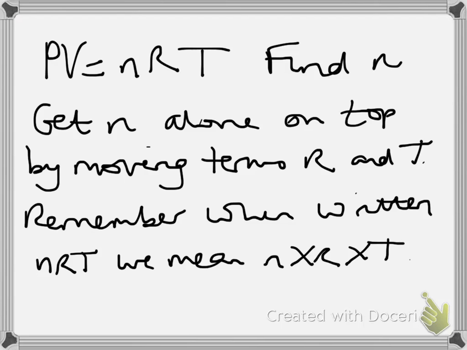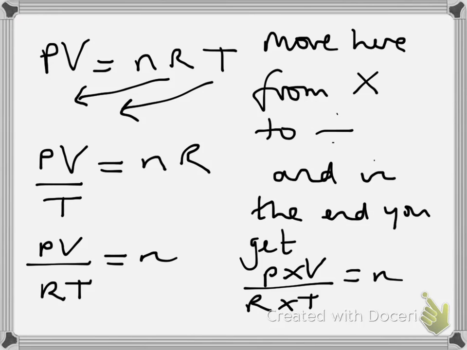The first thing to do is to get n alone on the top by moving away the terms R and T. So remember, when written like this, if you've got nRT, we actually mean n times R times T. So to get n on its own, we're going to need to move R and T across the equal sign. So it's going to move from multiply to divide. So if we first of all move T, we have PV divided by T equals nR. And then we can move the R term, so we have PV divided by RT equals n. So in the end, we've actually got P times V divided by R times T equals n.